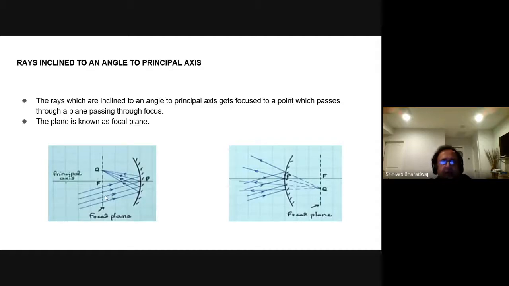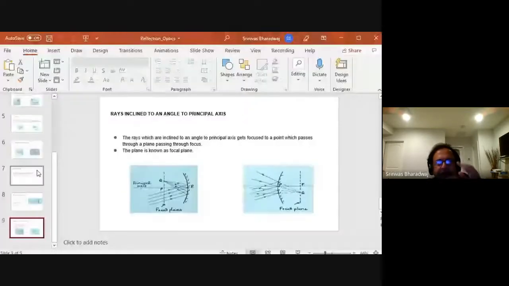So what is the focal plane? The rays which are inclined at an angle to the principal axis get focused to a point which lies on a plane passing through the focus. We're talking about Q here. This plane is known as the focal plane. So that is the initial part of reflection optics.